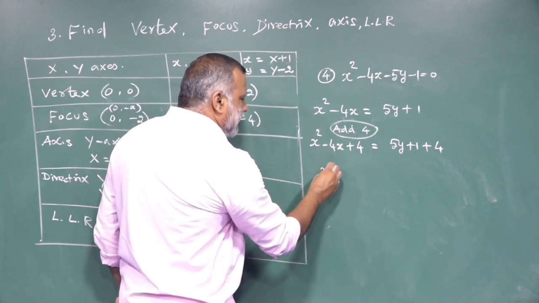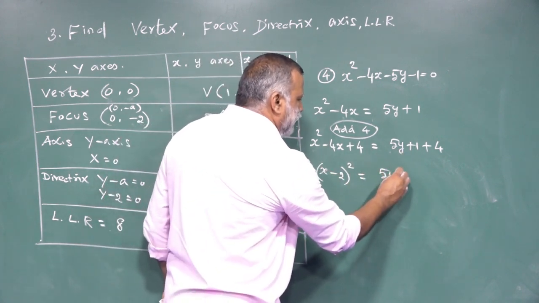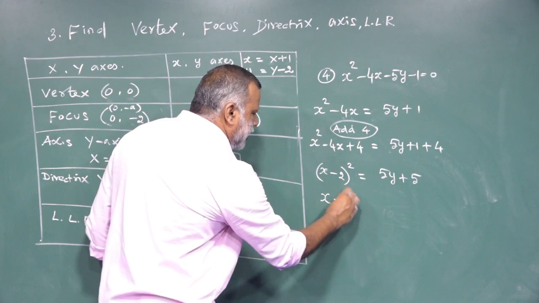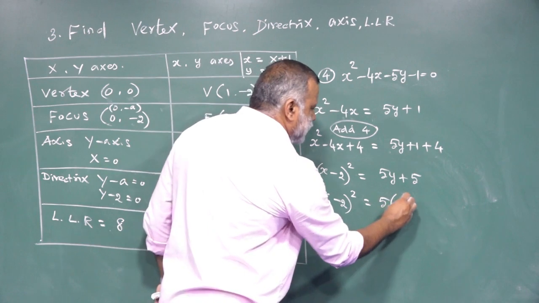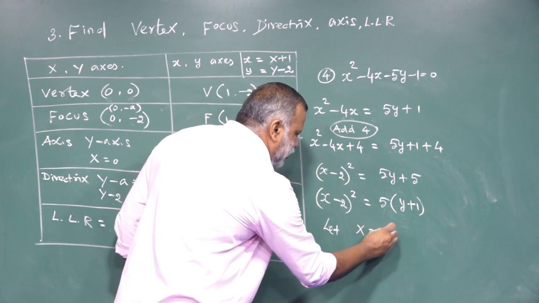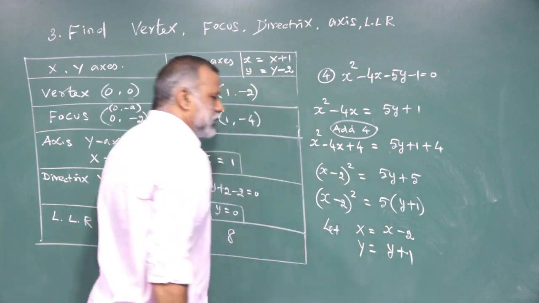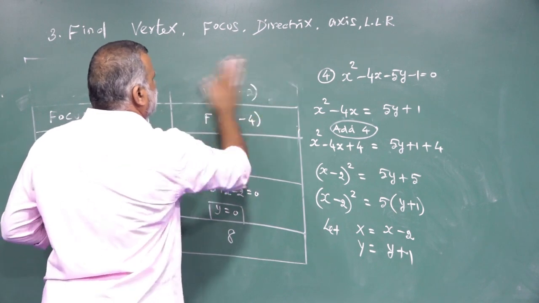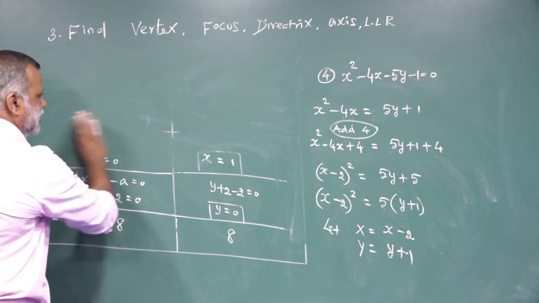Now simplifying this, we can get x minus 2 the whole squared is equal to 5y plus 5. Now we can write x minus 2 the whole squared is equal to, take out 5 as a common number, so we can get y plus 1. Now give the name: let capital X equal to x minus 2, then capital Y equal to y plus 1. Now we are able to get the equation. See this one. Try yourself and verify the results.